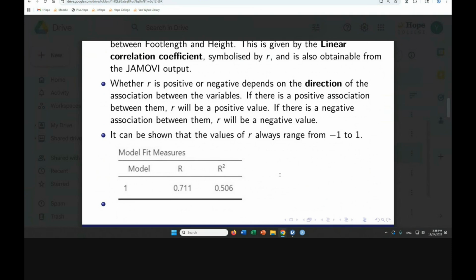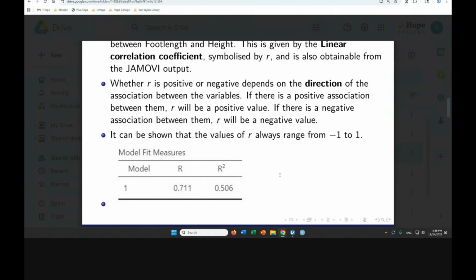When will the LCC be plus? Anyone have any guesses? Actually, I think it's on the slide. When is the LCC value plus? It is a positive value if the linear relationship between them is a positive one. For example, foot length and height have a positive relationship, right? When your foot length is bigger, do you get taller in this data set? Yes. That's a positive relationship. And so the sign of R reflects that.